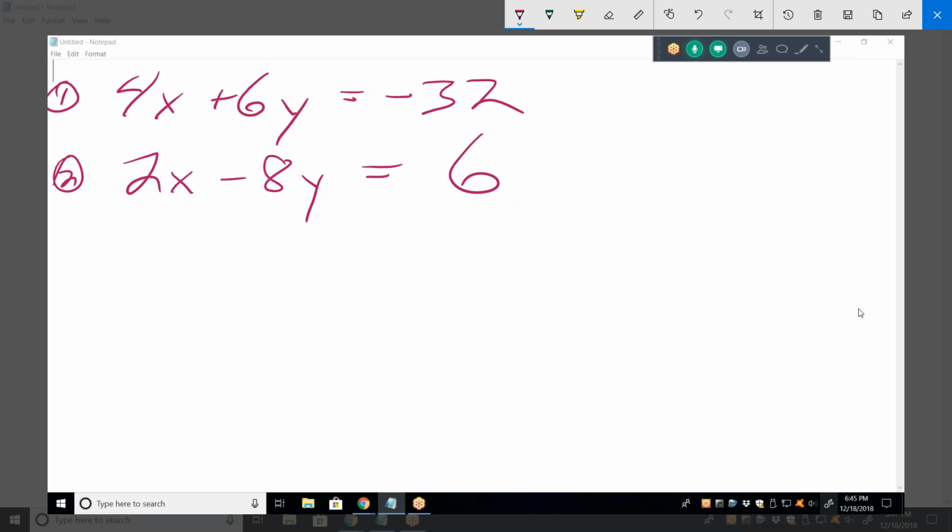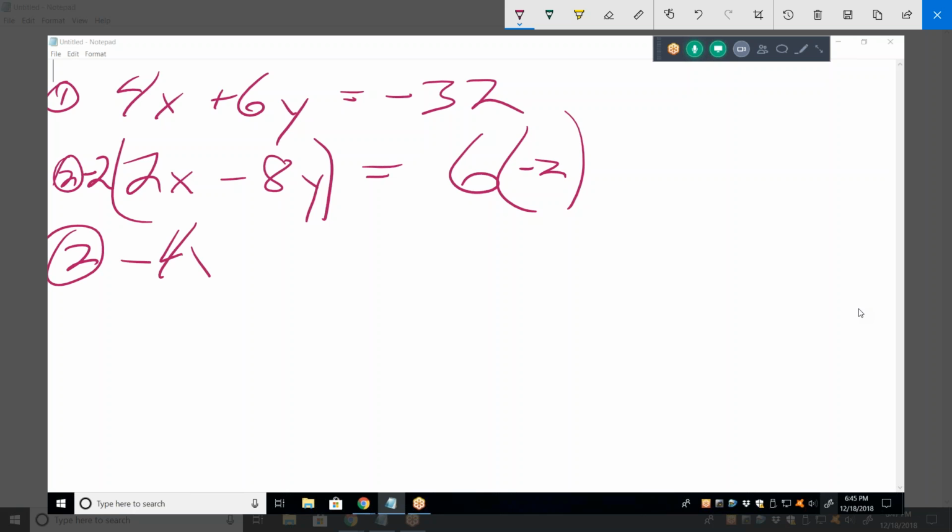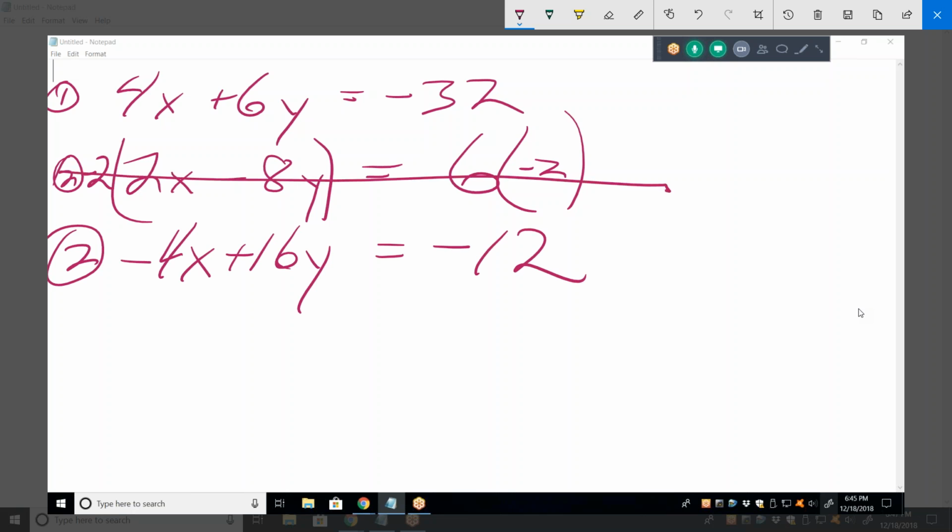Okay, good. I'll multiply both sides by -2. You have to do both sides. Don't make a mistake and just do one side. It won't come out right. So that gives me minus 4x plus 16y equals minus 12. Now I'm going to cross that one out just because it's confusing when I have lots of equations up there, and I want to look at just the 2 equations. So now what?